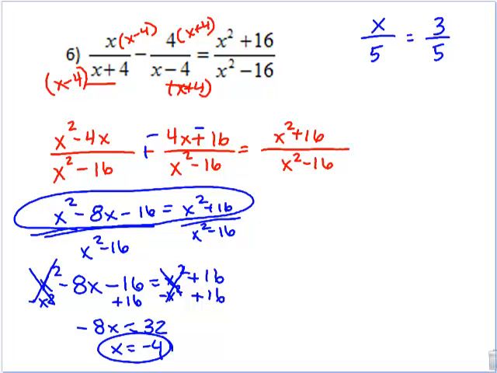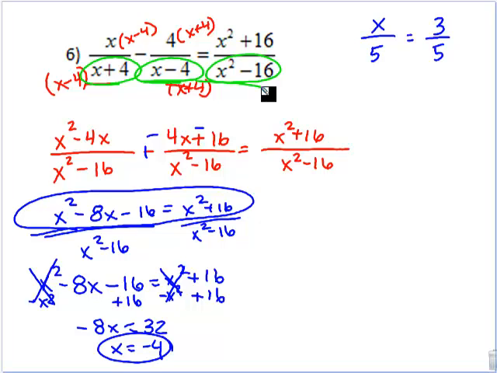Now, we did not take into consideration the denominators when we were combining these. So we do need to take the denominators into consideration to check our answer and make sure that it's a solution that will actually work. So if x equals negative 4, specifically looking at the denominators here, does anyone see a problem that will happen with one of our denominators? Yeah, what's the problem?